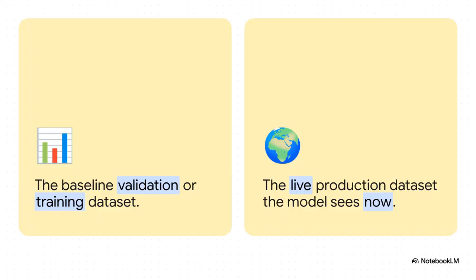The core engine of Evidently works by constantly comparing 2 distinct datasets. On one side, you've got your reference data. That's usually the baseline data your model was originally trained or validated on. On the flip side, you have the current data, the stuff your live production model is seeing right this second. Evidently runs rigorous statistical tests across every single feature to spot the exact differences between these 2 worlds.